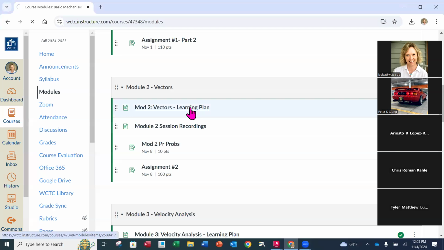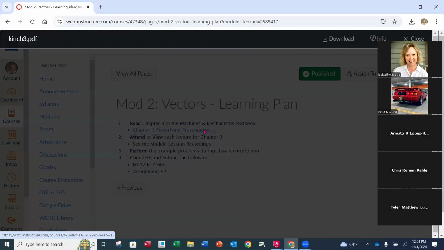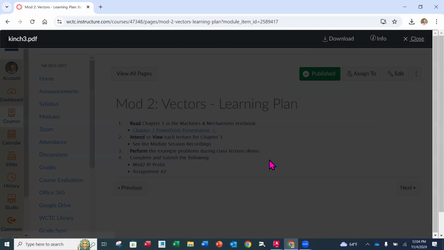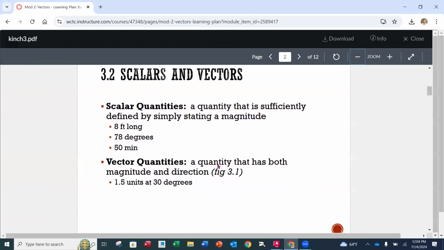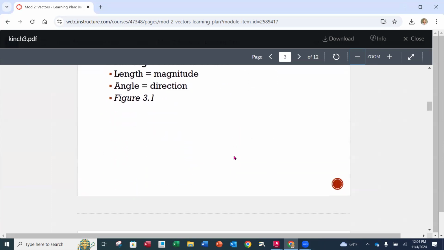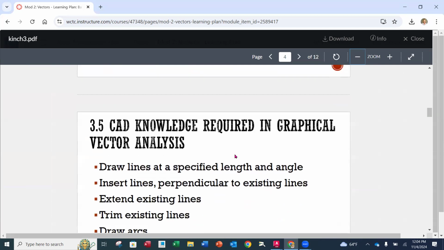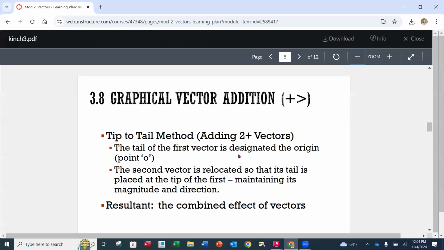But let's look at our learning plan. You'll notice in our PowerPoint presentation, if you want to pull that up, I'm going to pull it up right now. In chapter 3, this is what we started the last time we were together. It's all about vectors. We talked about how vectors require two quantities to fully define them, both magnitude and direction. We looked at how to represent them graphically, and the CAD skills we would need to do the vector diagrams and get the information off that we need.